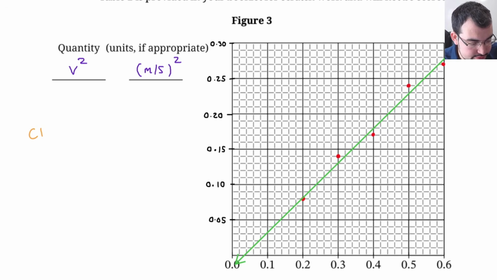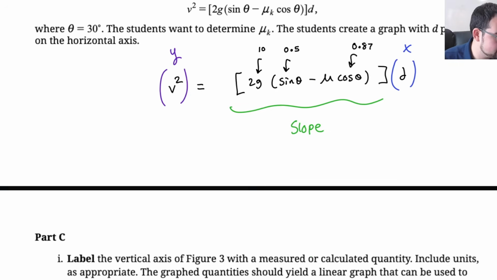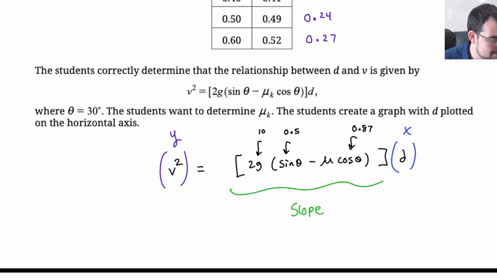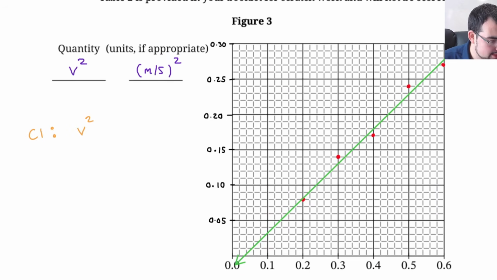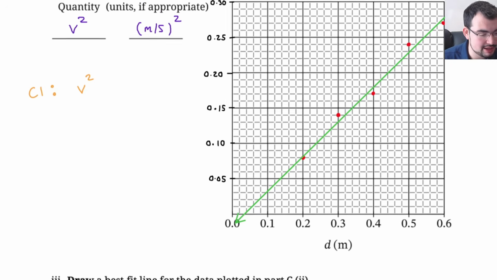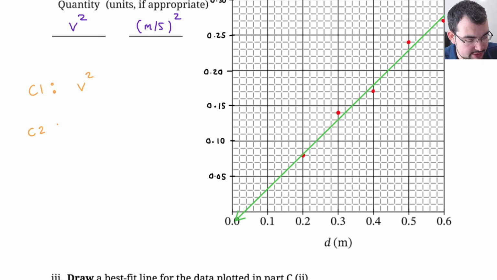Well, C1 is probably graphing some form of v squared on the y. Could you move some constants around? Maybe you put 2g in the denominator. But yeah, you probably had to have v squared on the y because d was fixed on the x. C2 is the scale plus the units, right? Linear scale plus units. So you had to correctly square meters per second.